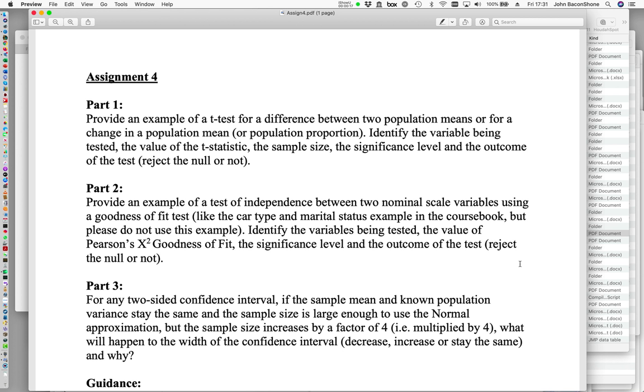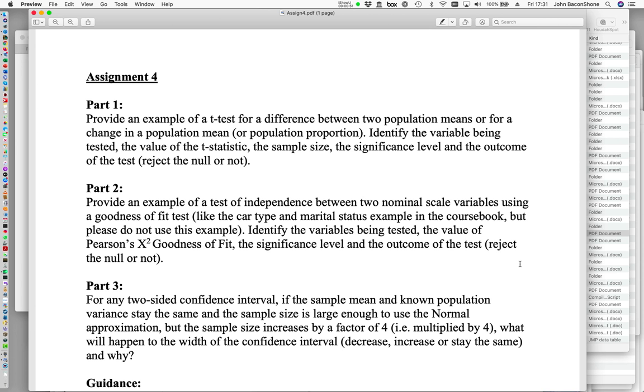So the first part of the assignment is I want you to provide me with an example of a t-test for the difference between 2 population means, or for a change in a population mean or proportion. Right, so when I say provide an example, I prefer that you find an example from a paper, not from the course book, of course. Again, preferably an example from a paper in your own discipline.